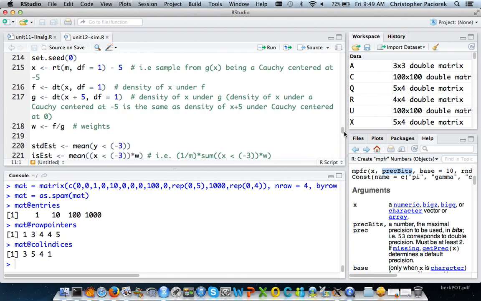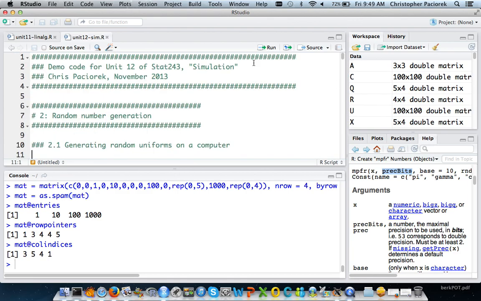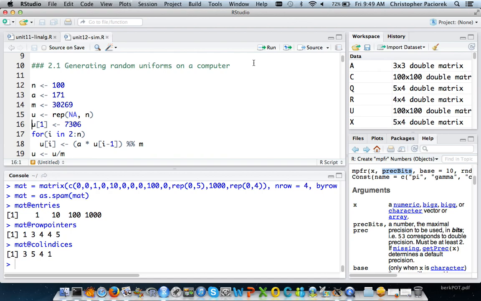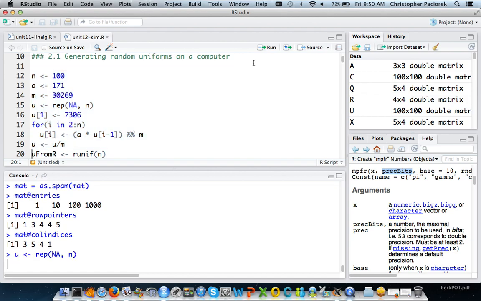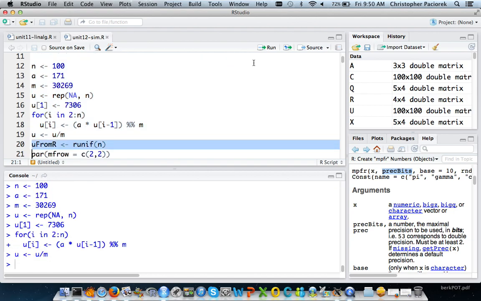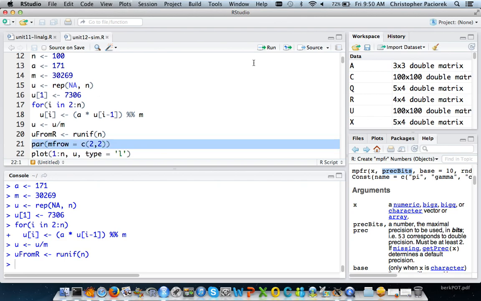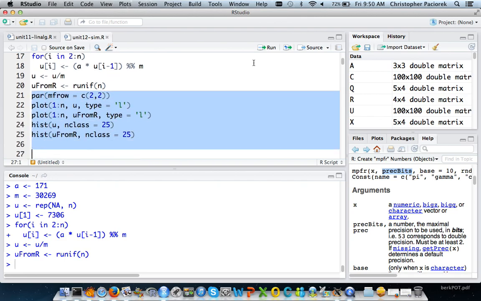I'm just implementing my recipe here in R of doing a times u and then taking the remainder after dividing by m. Okay, so that'll generate some u's. I'm also going to generate some random uniforms just using whatever R's default is for generating random numbers. And then the idea is let's plot this and see what these things look like.